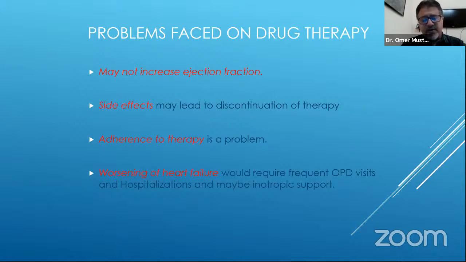So there are problems with drug therapy. It may not increase ejection fraction, though the addition of newer therapies has seen an increase in ejection fraction, but it may not increase. Side effects may lead to discontinuation of therapy. Adherence to therapy is a big problem, and worsening heart failure, requiring frequent OPD visits and hospitalizations, may require recurrent admissions with inotropic support and various therapies. So these are the problems with drug therapy.